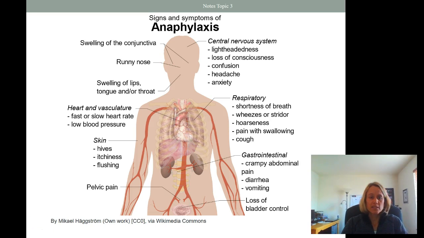Some other signs and symptoms. You could see, like I already mentioned, the low blood pressure. You see some hives and itchiness, flushing, shortness of breath, wheezing due to the bronchoconstriction, and coughing. We can get some excess mucus with the histamine exposure as well. And then because we're not getting enough blood or oxygen to the brain, we could see central nervous system signs as well.